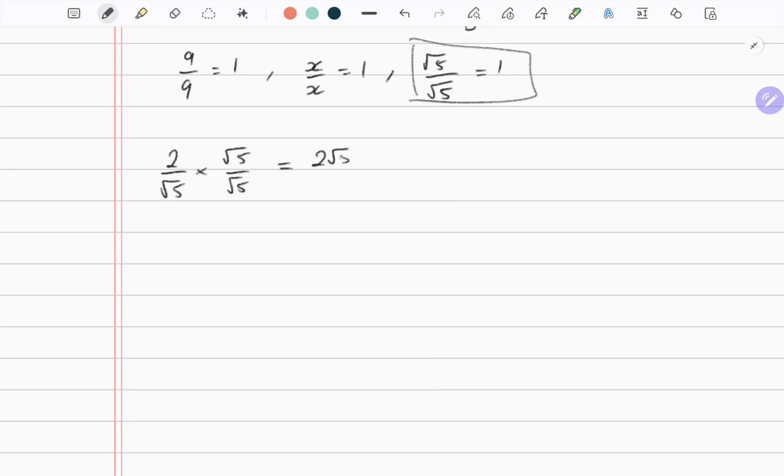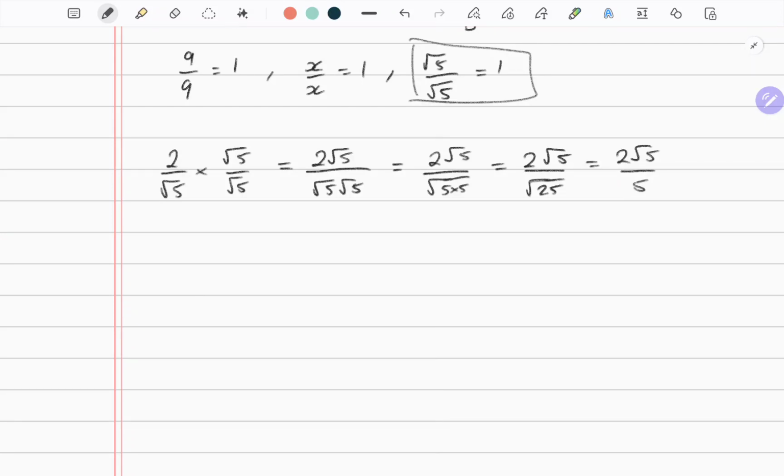So 2 multiplied by the square root of 5, so the multiplication symbol is implied. Probably bored of hearing me say that by now. Over the square root of 5 multiplied by the square root of 5. So the square root of 5 multiplied by the square root of 5, we can use that rule we used in previous videos where we just have 5 multiplied by 5 under the square root sign. And that is the square root of 25, which is equal to 5.